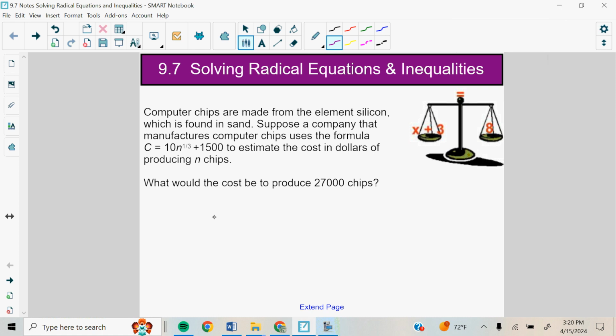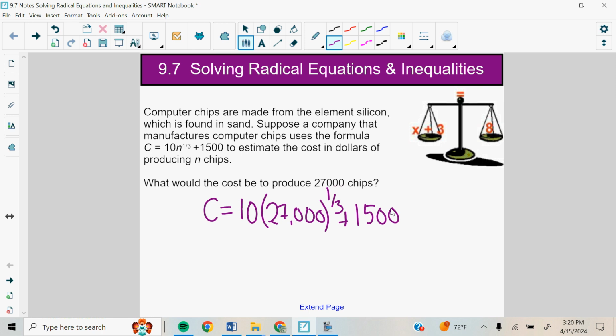So to solve for my cost, 10 times 27,000 to the 1/3 plus 1500. Now, remember, 1/3 is an exponent. If you have an older calculator, you might have to put parentheses around it when you put it into your calculator, because we visited those rational exponents in our 9-6 notes. When you type that in, you should find that cost to be about $1,800.